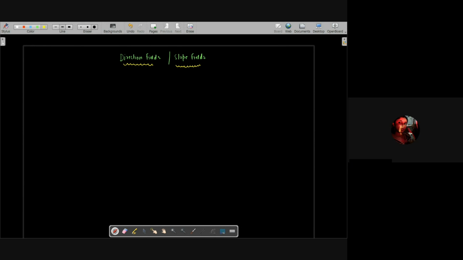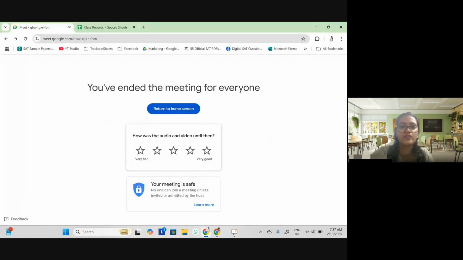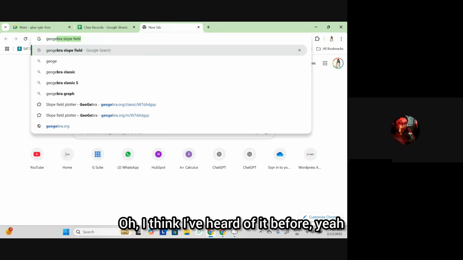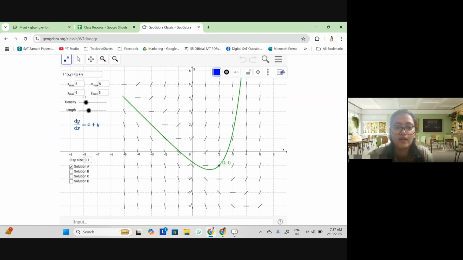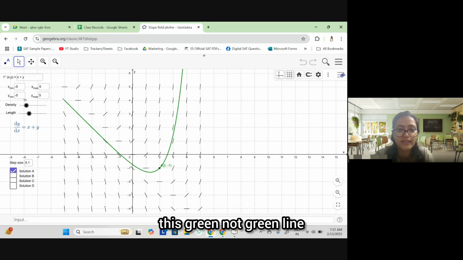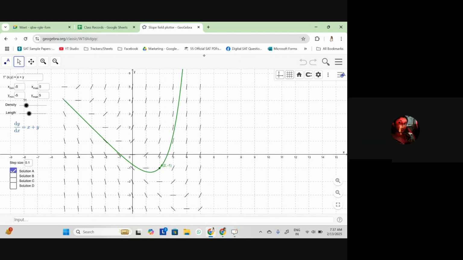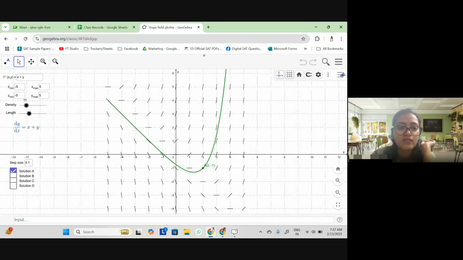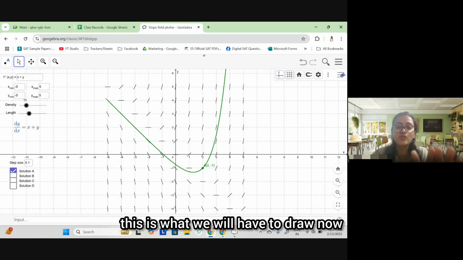We'll go to a tool called GeoGebra. Oh, I think I've heard of it before. See, you can see this is a slope field. The tiny black straight lines that you see, those are the slope fields. That is the slope field. Oh, this is what we will have to draw.